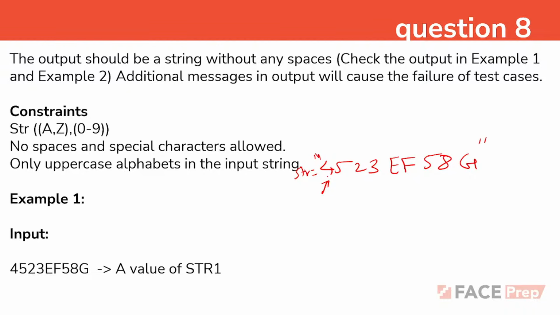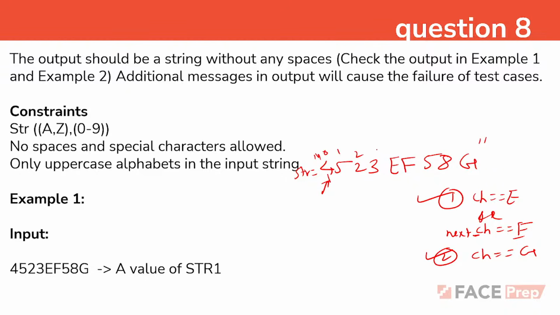Okay, 5 is there, I'll check conditions. First condition: whether character ch is equal to E, and the next char is F. And the next case: if my character is equal to G or not. If any one of the conditions is true, we need to just delete it. So I'm starting from here, numbering the indexes 0, 1, 2, 3, 4, 5, 6, 7, 8.